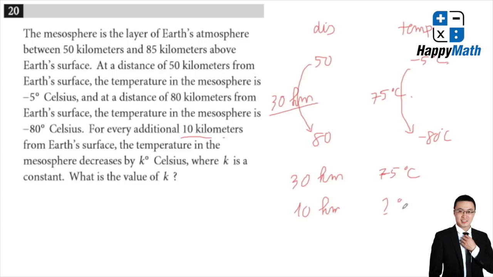how many degrees do you get in here? From 30 moving to 10, you divide by 3. So 75 becomes the question mark here, I divide by 3. 75 divided by 3, you get 25. So 25 is my final answer.